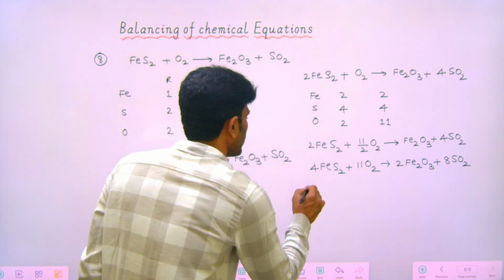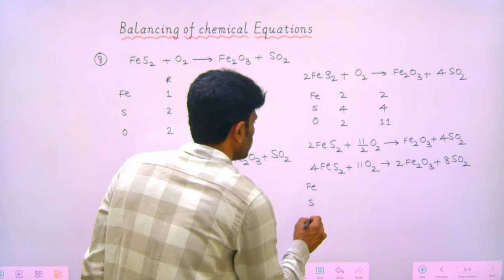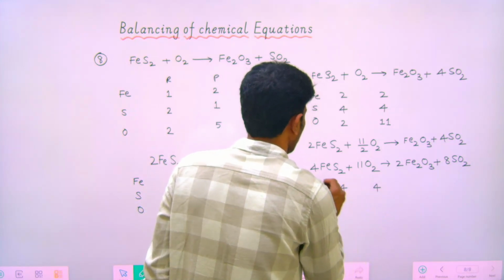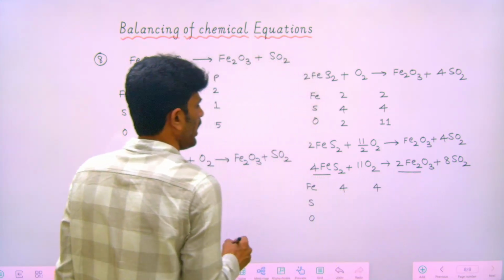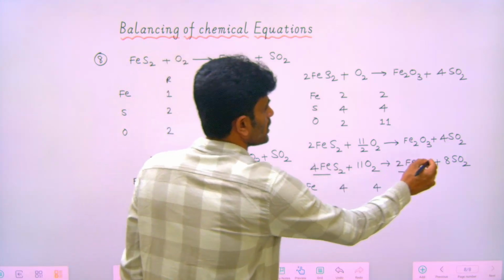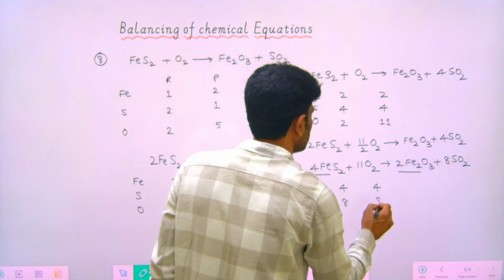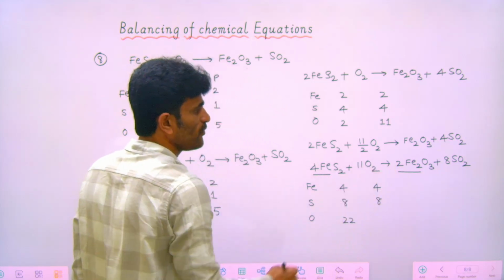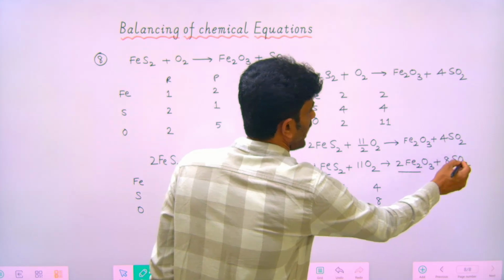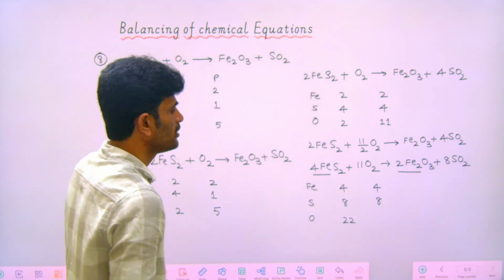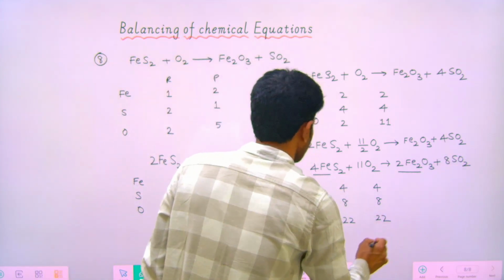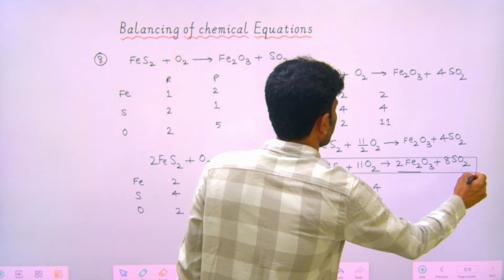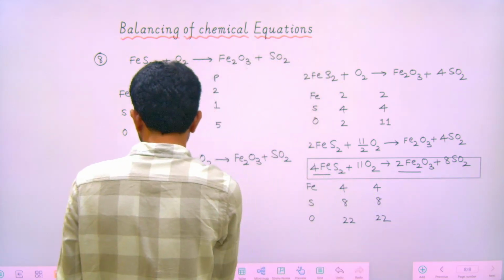Now if you check here iron, sulfur and oxygen: irons we have 4 here, here also 4. Sulfurs here 4 into 2 is 8, here also 8. Oxygens 11 into 2 is 22 here, and there also if you check 2 into 3 is 6, 8 into 2 is 16, 6 plus 16 is 22. So oxygens are also balanced. So this is one more example of balancing chemical equations. Hope you understood this also.